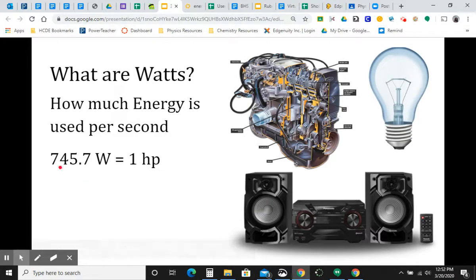The last place has to do with this little 745.7 watts equals 1 HP or 1 horsepower. And so we use that to measure how powerful engines are, engines in cars or trucks or school buses or whatever. So that's another way that you might be familiar with the concept of power.